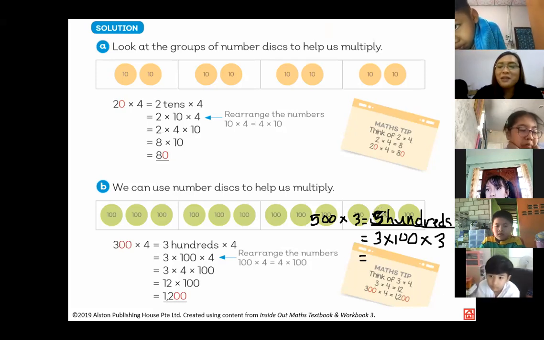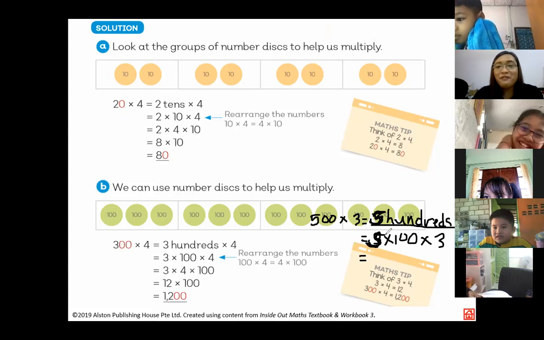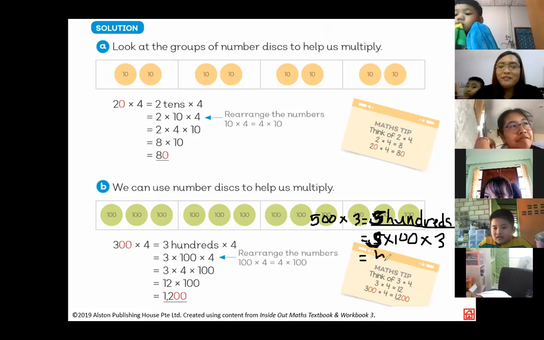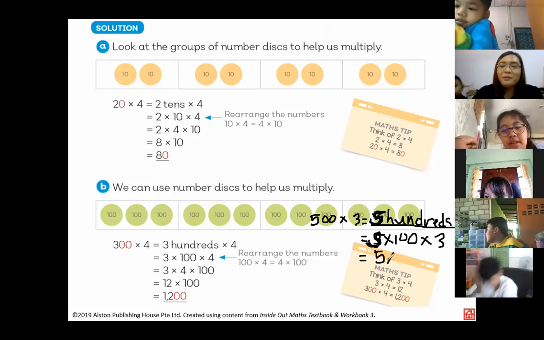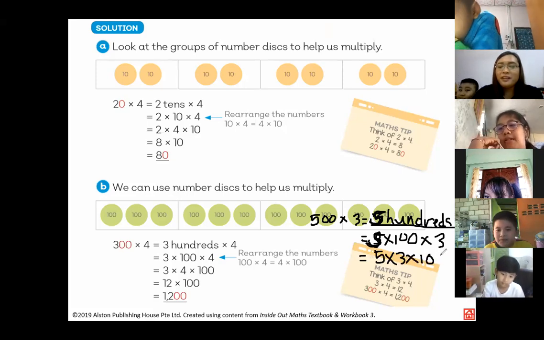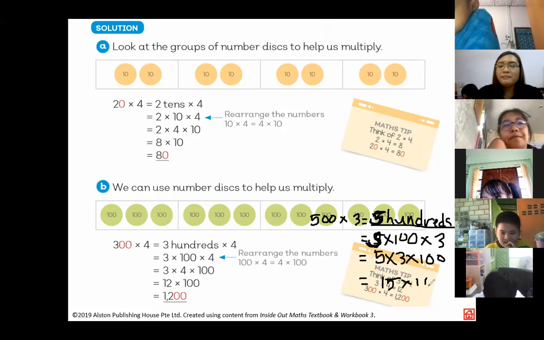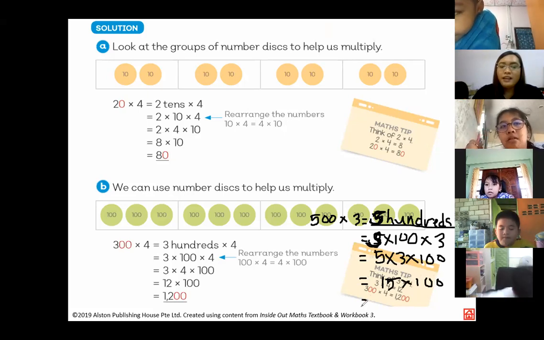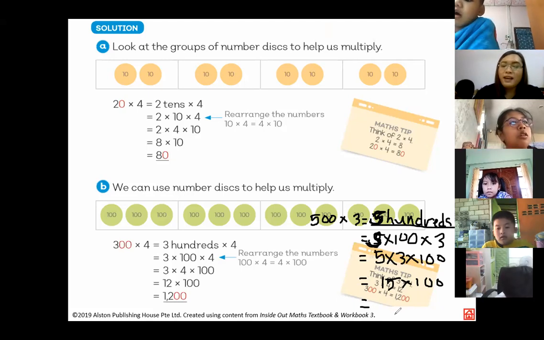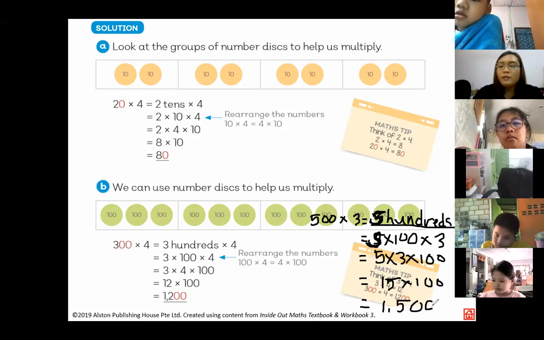I'm sorry, class. This is 5. 5 multiplied by 3, and 5 multiplied by 100. Okay. So 5 times 3, that's 15. And then just copy 100. And then 15 times 100, that's 1,500. Okay, very good.